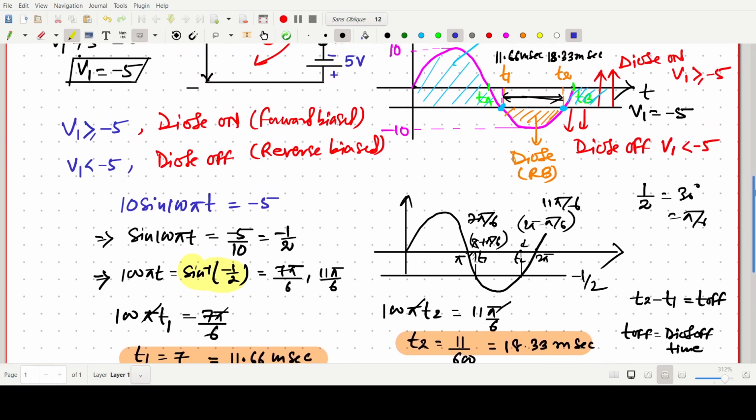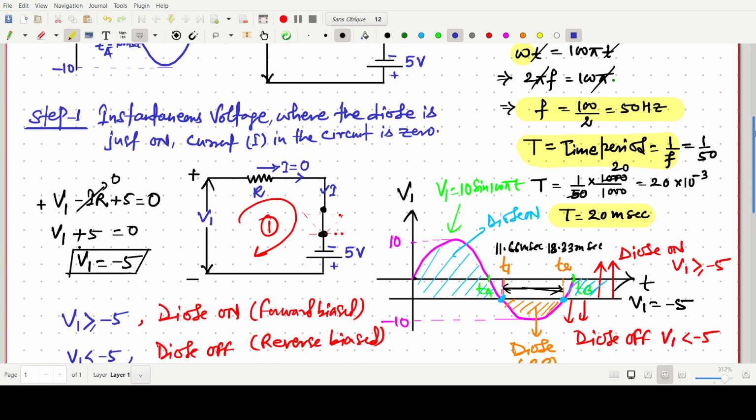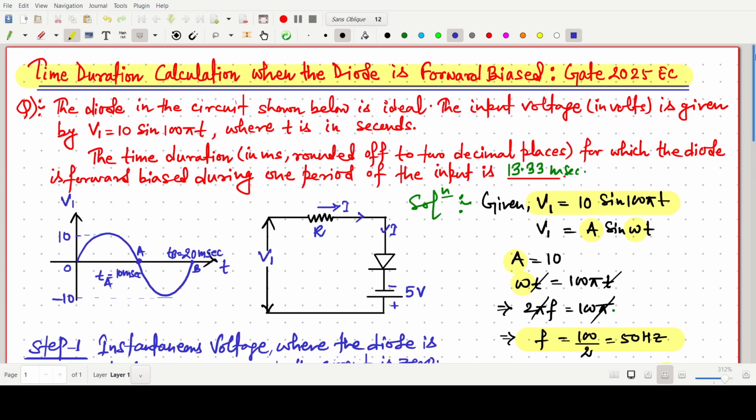We have to go through processes like that to simplify questions like this. So this is the step. A simple question. The answer for the signal time duration will be 13.33 millisecond. This is the question of GATE 2025 EC.